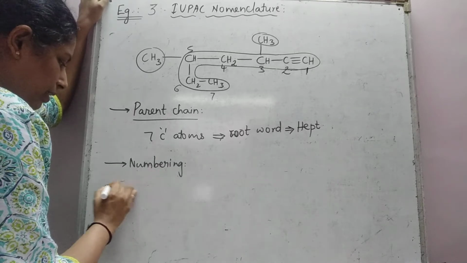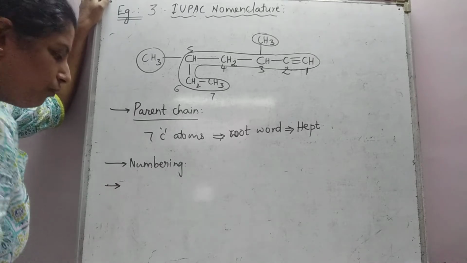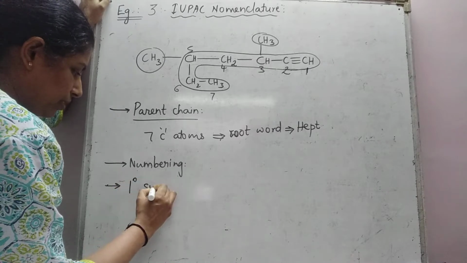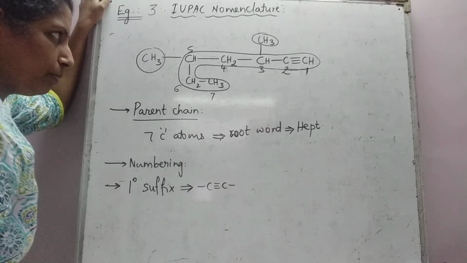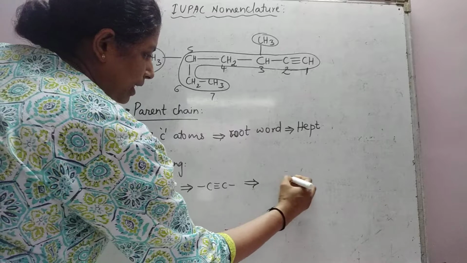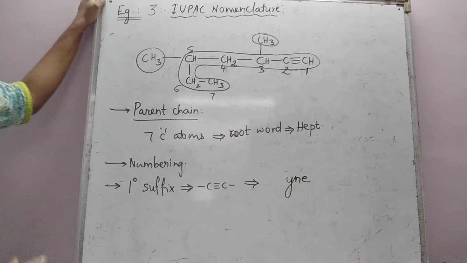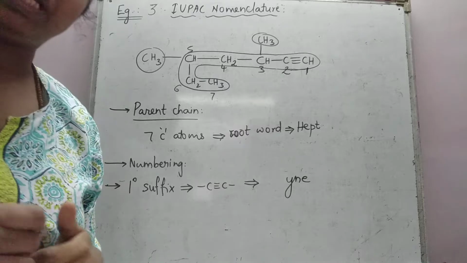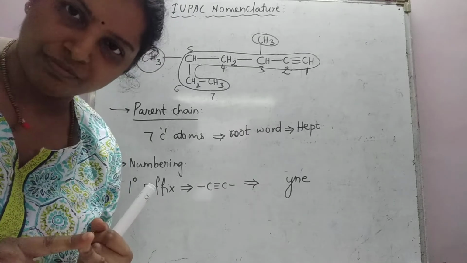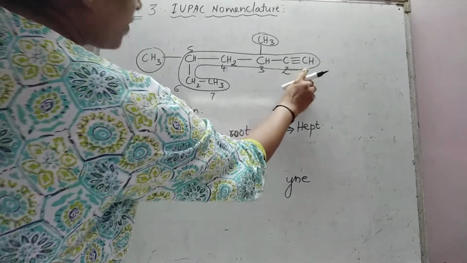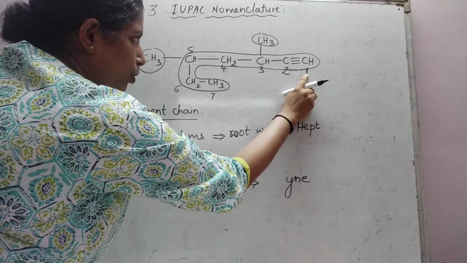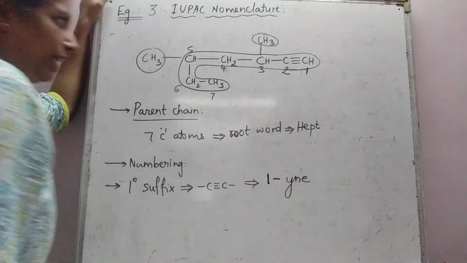Okay. After numbering, what we do is write the primary suffix. Now since there is a carbon-carbon triple bond in the compound, the primary suffix will be "-yne". In the previous example, we learned that when the primary suffix is "-ene" or "-yne", we also have to write the locant. Locant is the number which indicates the position of the bond. For a double bond or triple bond, you have to write the number at which the bond starts. The triple bond here starts at the first carbon. So I will write 1-yne.